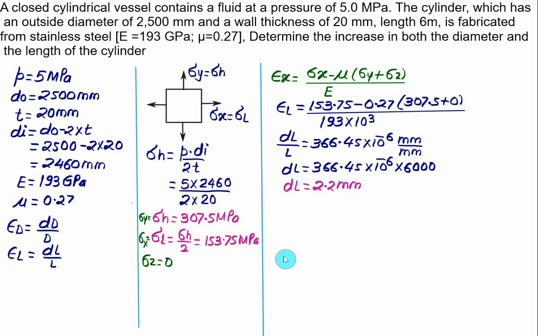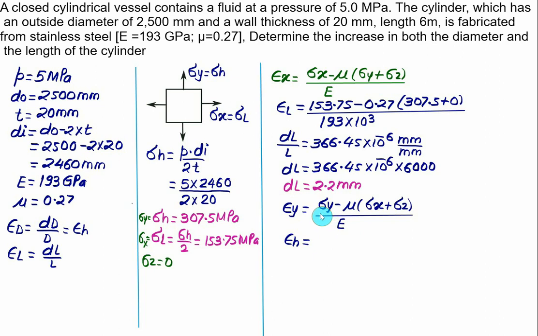In similar fashion, we can calculate the circumferential strain. So we need to calculate epsilon y. Epsilon y will be equal to sigma y minus mu multiplied by sigma x plus sigma z, divided by Young modulus E. Epsilon y is the same as epsilon h, and epsilon h is the same as change in diameter to original diameter. So we can write epsilon y equal to epsilon h, that is a circumferential strain.